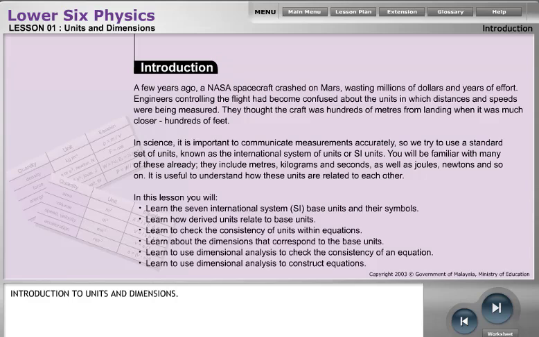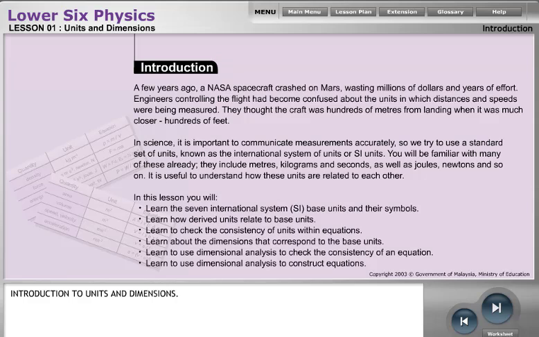In science, it is important to communicate measurements accurately. So we try to use a standard set of units, known as the International System of Units, or SI units. You will be familiar with many of these already. They include meters, kilograms, and seconds, as well as joules, newtons, and so on. It is useful to understand how these units are related to each other.